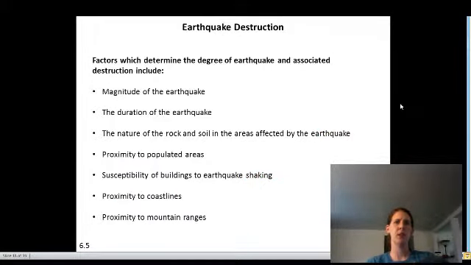So factors that determine the degree of an earthquake and destruction are the magnitude, the duration, how long does it last, and the nature of the rock and soil in the area. Okay, if you have a very stable, competent rock and soil, it's probably going to be less affected by an earthquake than a very loose soil or a sandy region. Proximity to populated areas, obviously less populated means less man-made materials to fail and fewer human beings to be impacted by any failure. The susceptibility of buildings to earthquake shaking. Our technology is getting better at building facilities that are able to withstand earthquakes up to certain levels. Proximity to coastlines, which are subject to tsunamis. And then proximity to mountain ranges.